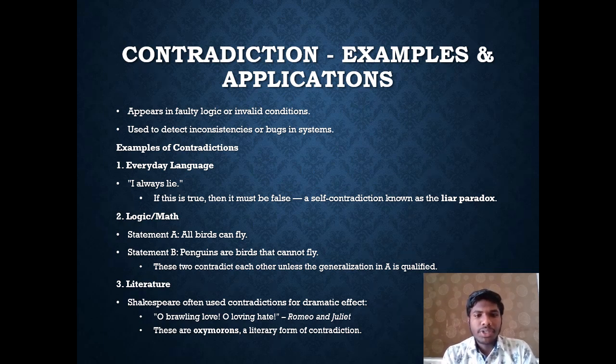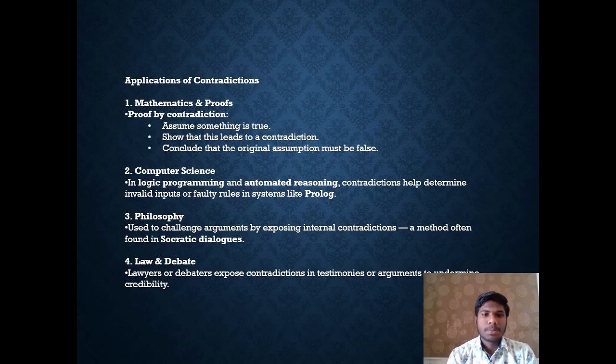Literature. Shakespeare often used contradiction for dramatic effect. Oh, brawling love, oh, loving hate. It leads to Romeo and Juliet. These are oxymorons, a literary form of contradiction.